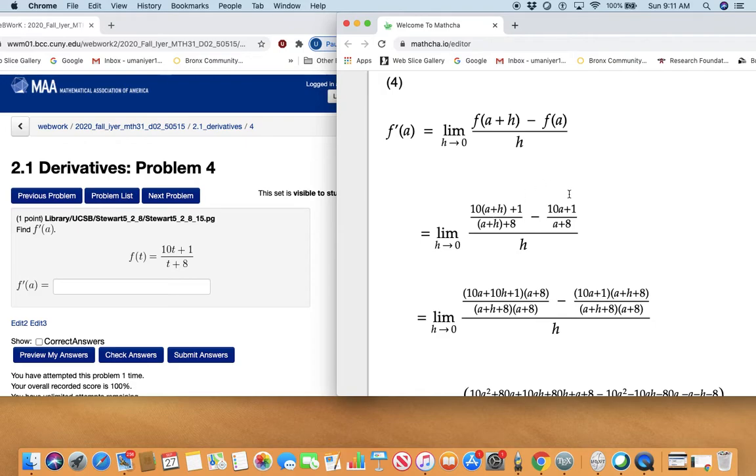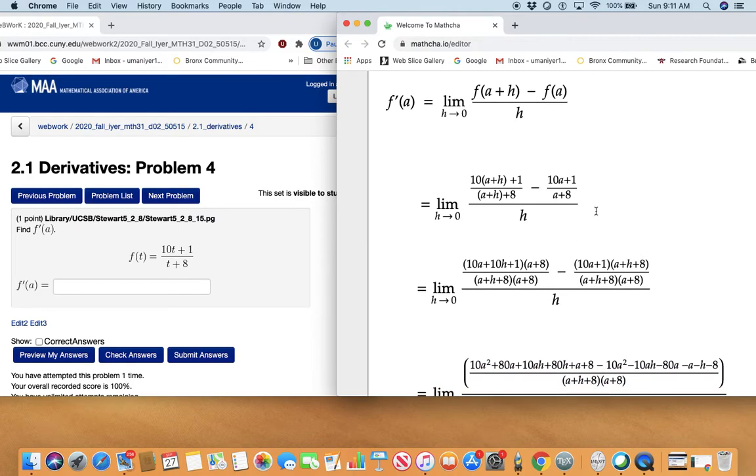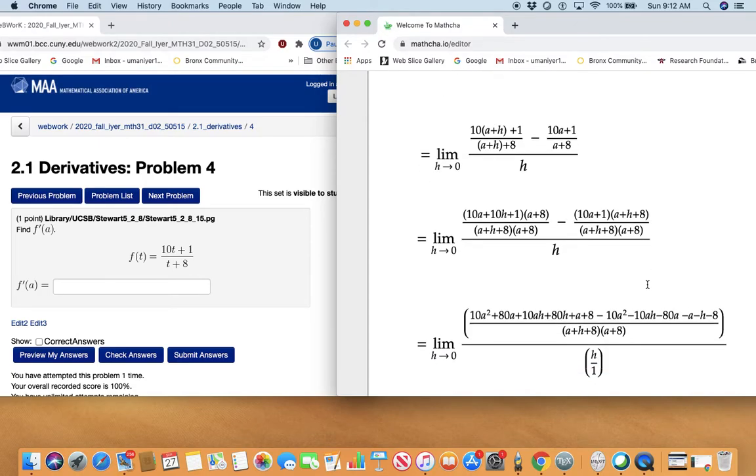Now, this is a fraction, this is a fraction. You need a common denominator. The common denominator is this factor times this factor. So what's missing here? I need to multiply this by a plus 8, so I do so upstairs and downstairs. Notice I have distributed the 10, and that's how you see it here. Likewise, here I need to multiply by a plus h plus 8, numerator and denominator.